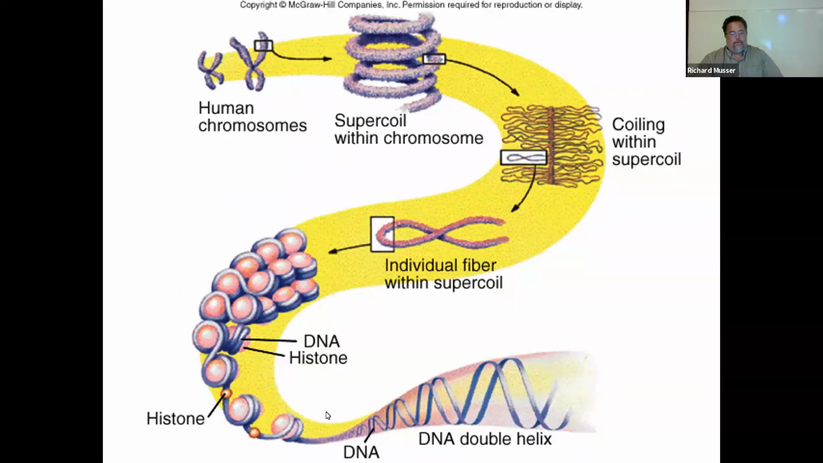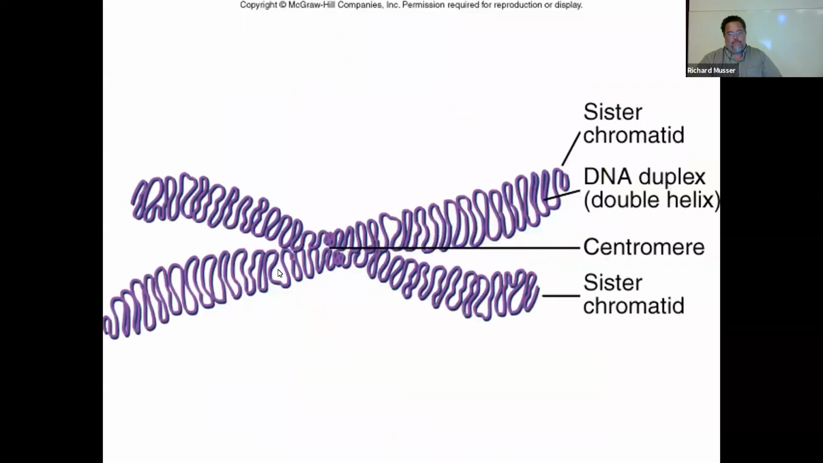Another cool picture, just wrapped around. This keeps getting wrapped around in every possible manner until you have yourself a chromosome. And again, it's held together at the centromere. And then these would be called sister chromatids.